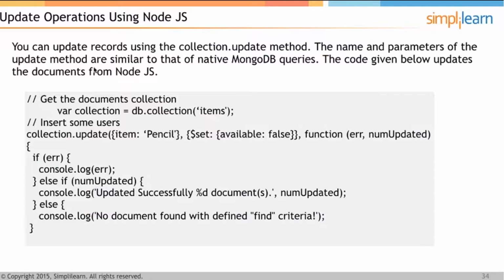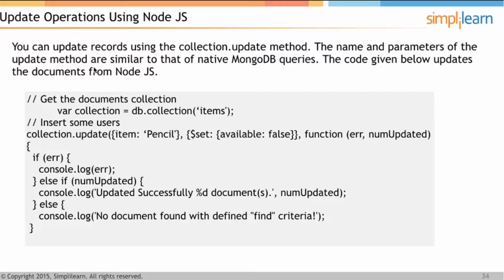So how to get the collection document? This is something we just saw in the previous slide: var collection is equal to db.collection items. So here my collection variable now has the items collection. Then what I do is update some items. I'm doing collection.update, updating the document whose item is pencil. And as you can see, I can use the $set operator the same way as in the native MongoDB query. I'm saying update the document whose item is pencil, and set its availability to false.